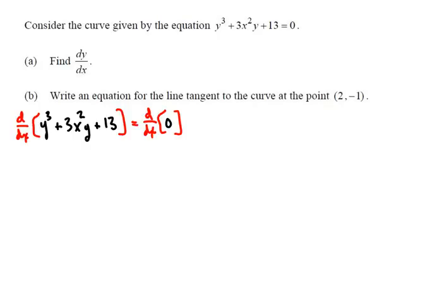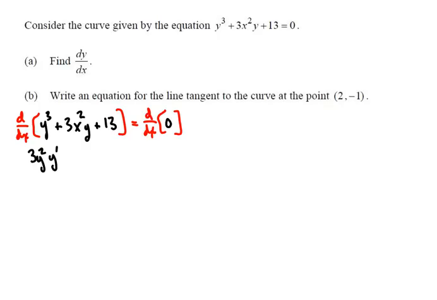And so the way we go about doing that is take the derivative of both sides with respect to x. On the left we get 3y squared y prime. Next one is a little bit more complicated. It's 3x squared y. So we're going to need a product rule. The first function is 3x squared. The second one is y.